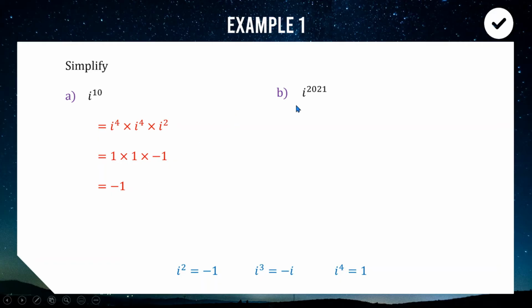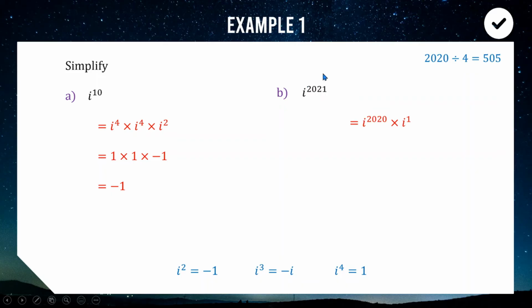We have i to the power of 2021. And what we really want to do is see how many i to the power of 4s are in here, because they're going to simplify into 1s, and it's going to make it really nice and neat for us. So what we're going to recognize is that, well, 2021 is not a multiple of 4, but 2020 is. So 2020 divided by 4 is equal to 505.